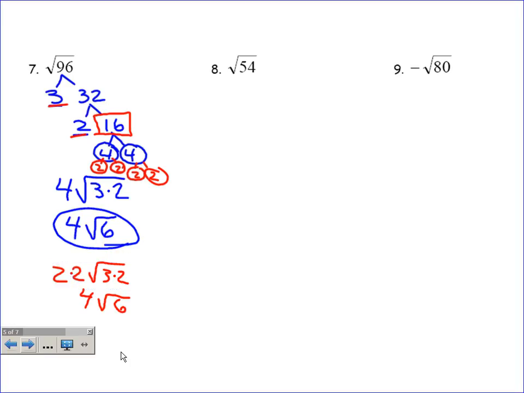Tyler? Uh-huh. Yeah, that'd be fine. It's all going to turn out to be the same thing. As long as you break them down into prime factors, that's fine. Silas? When I got to 48, I did 2 and 24. Yeah, I would probably do 3 and 16, but yeah, that would work out. It would work out. Yes, sir.